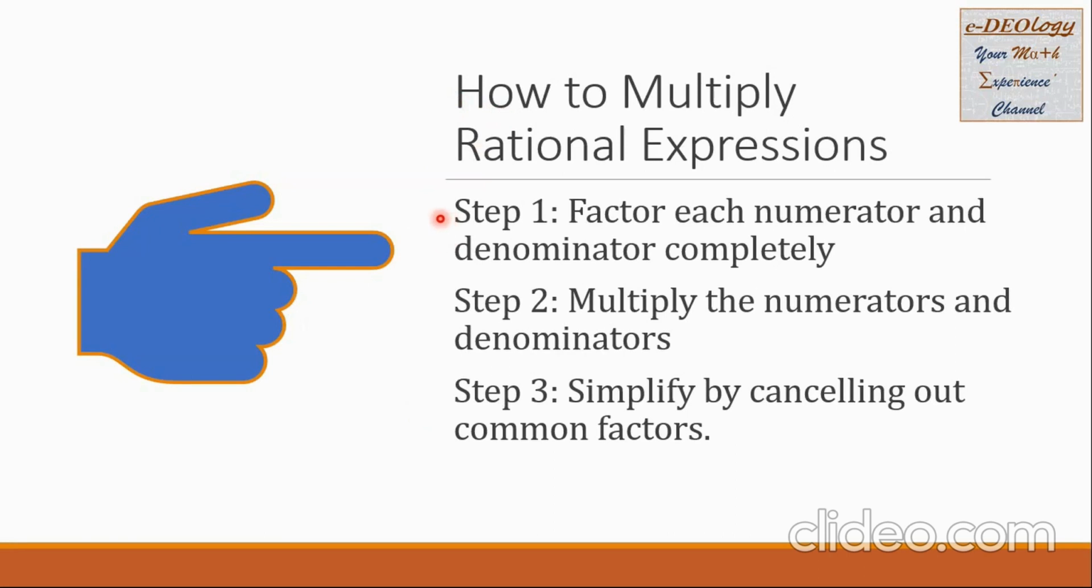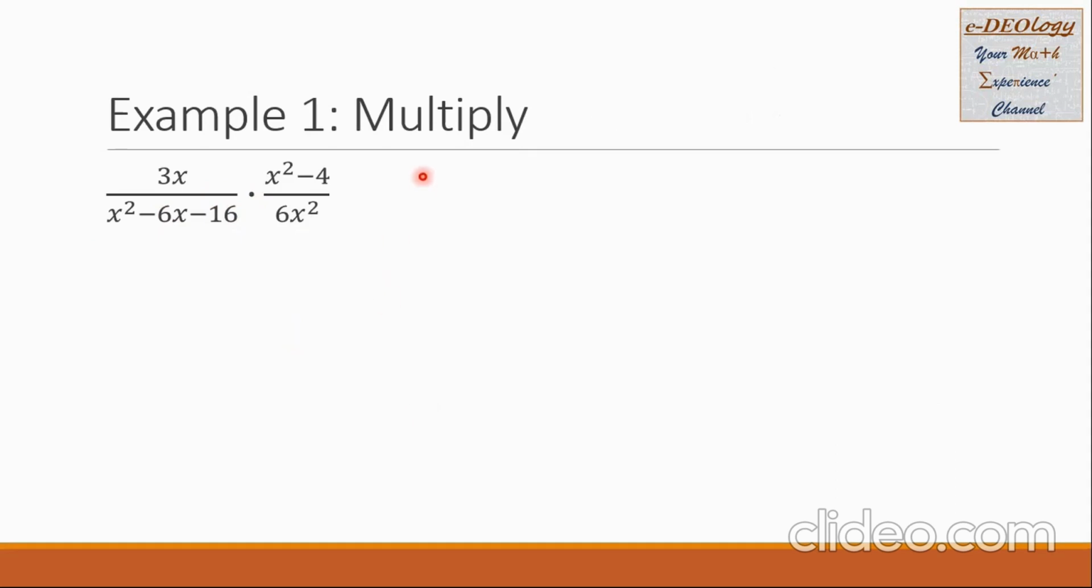Step 1. Factor each numerator and denominator completely. Step 2. Multiply the numerators and denominators. Step 3. Simplify by cancelling out common factors. Let us see example 1. Let us multiply the rational expressions.